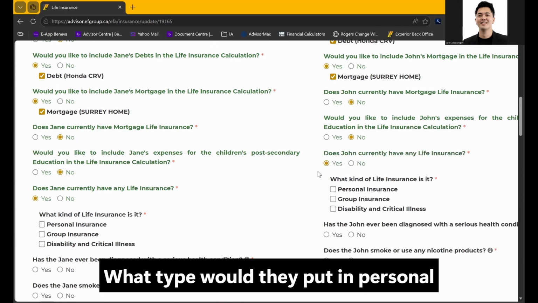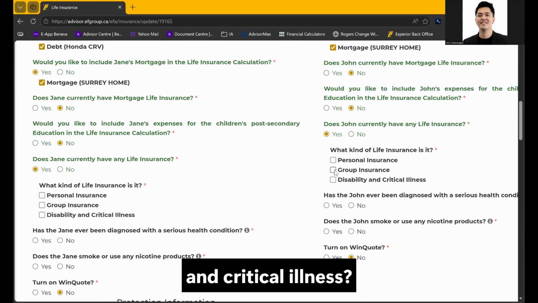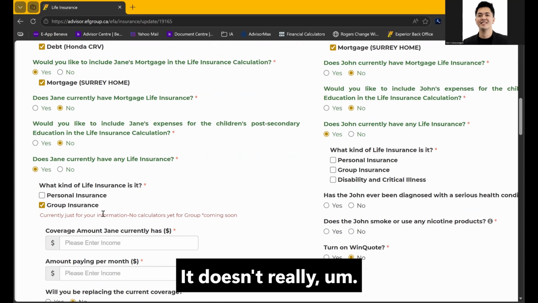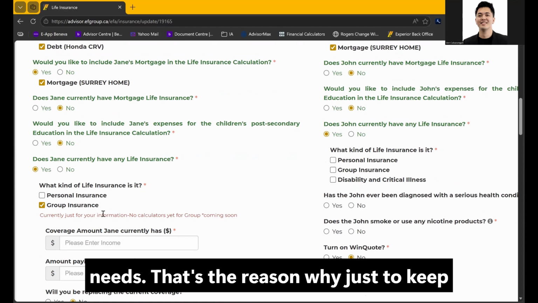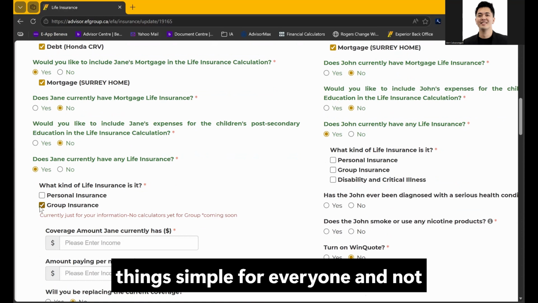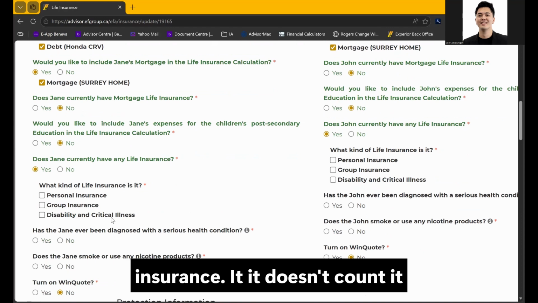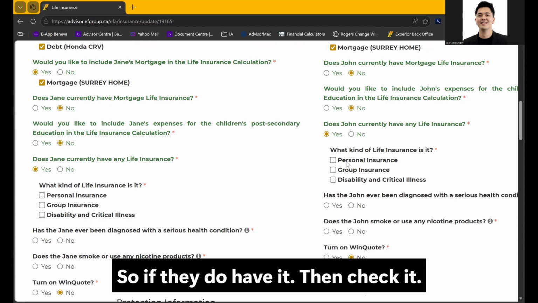Okay. Now, what type could they put in? Personal insurance, group insurance, disability, and critical illness. If they only have the group insurance, it doesn't really minus that total amount in the total needs. That's the reason why, just to keep things simple for everyone and not confusing, if they have a work life insurance, it doesn't count. It has to be a personal insurance. So if they do have it, then check it.